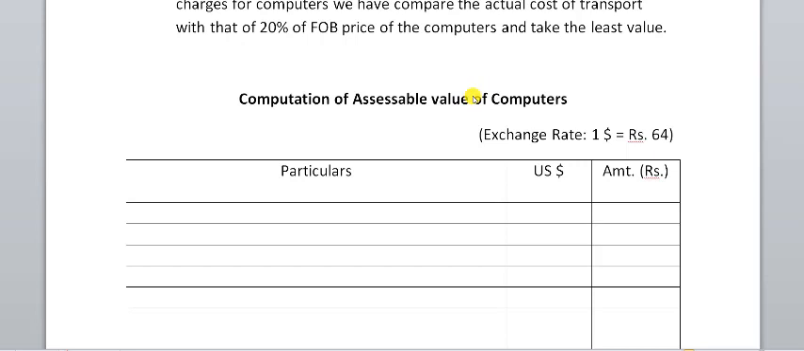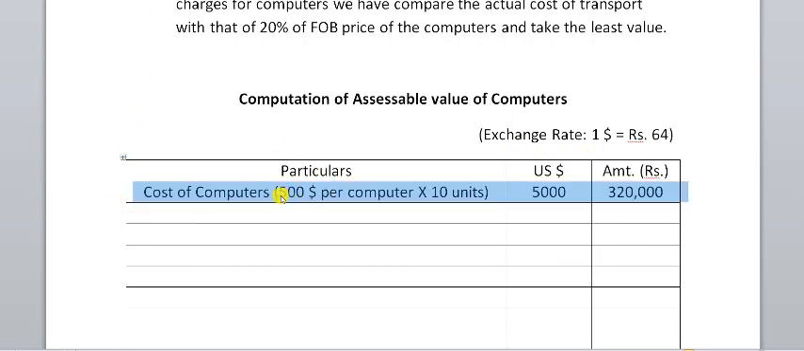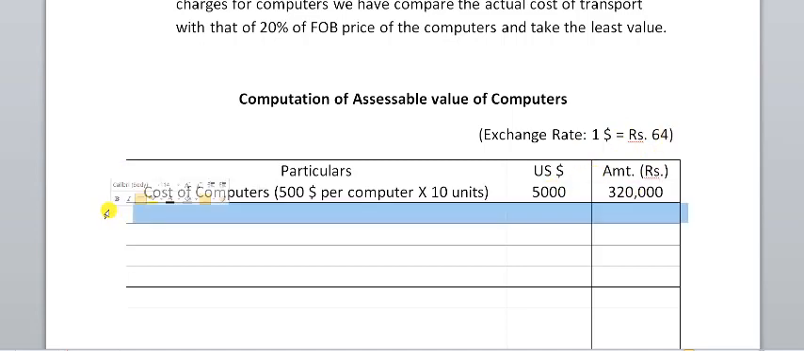So first we will find out the assessable value of computers. In Dr. Ravi M.N. Sir's textbook, the problem assessable value of computers and printers are solved directly together in the same page. I am doing it separately so that you can understand it much better. Cost of computers, they have said $500 per computer. So multiply that by 10. 5,000 US dollars is the total price of 10 computers. You have to convert that into Indian national rupees. So 5,000 into 64, 3,20,000.